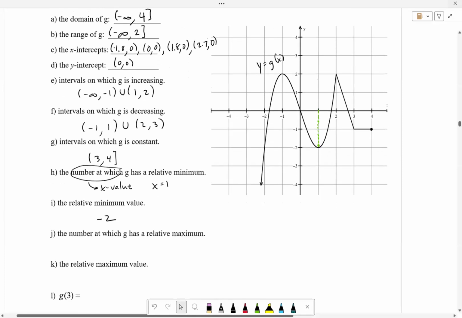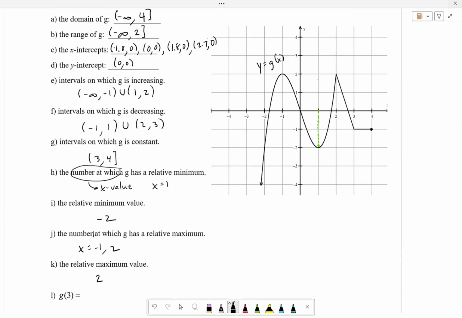J, the number at which g has a relative maximum. I hope you can see that there are two. Do you see both relative maximums? This should say "the numbers at which," because there's more than one. So x equals -1 and 2. The relative maximum value is 2. That's how high up it goes for both of them.